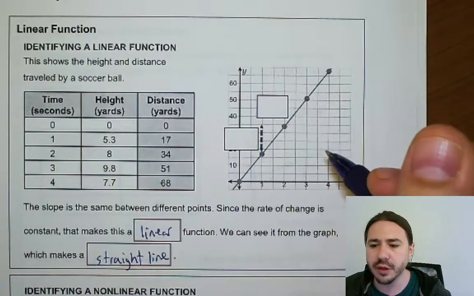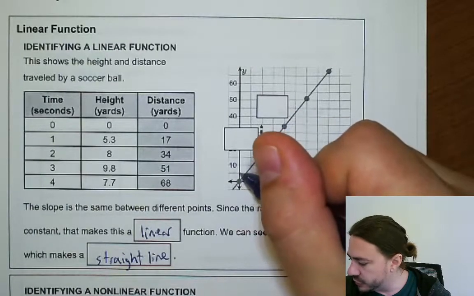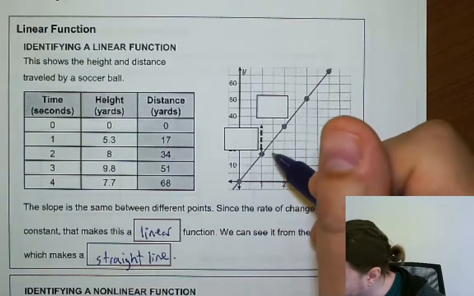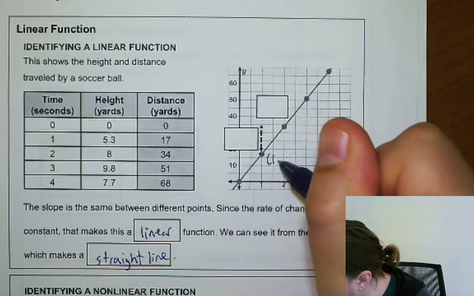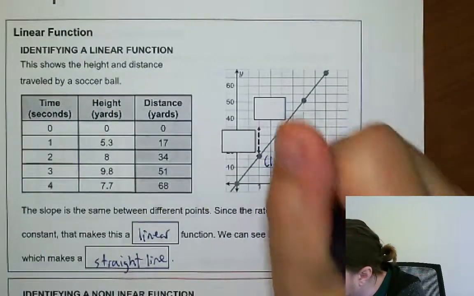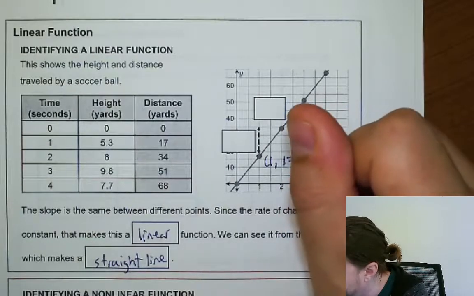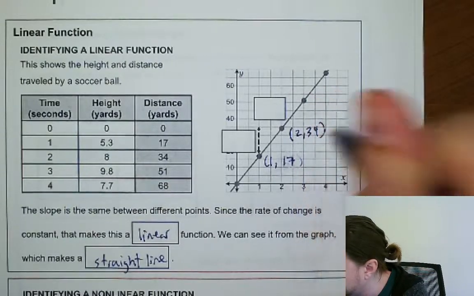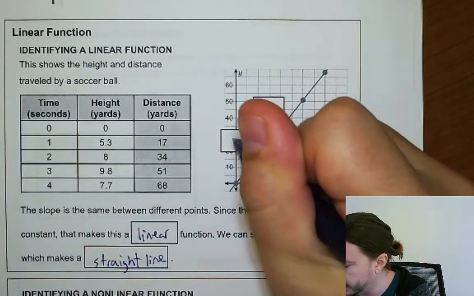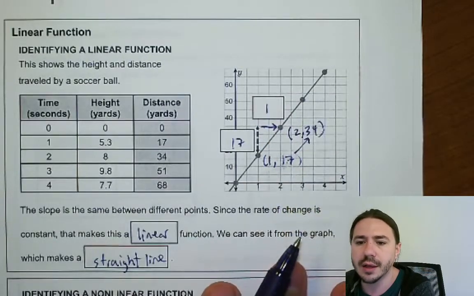If you wanted to compute the rate of change, you would do the rise over run. In this case, we want to be careful here. This is going by 5: 5, 10, 15, 20. What point is this? So this point is (1, 17). We're talking about distance here. And this one is (2, 34). So my change in y, my rise, is going to be 17. My change in x from 1 to 2 is just plus 1. So that would be my rate of change.